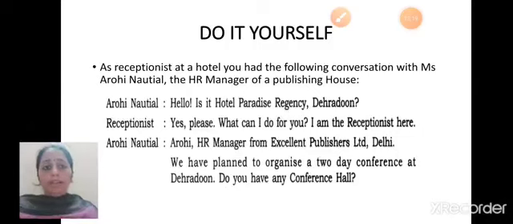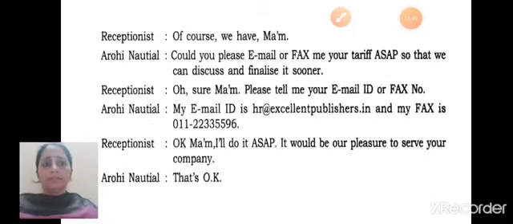Arohi, hello, is it Hotel Paradise Regency, Dehradun? Receptionist, yes please. What can I do for you? I am the receptionist here. Arohi, HR manager from Excellent Publisher Limited, Delhi. We have planned to organize a 2-day conference at Dehradun. Do you have any conference hall? Receptionist, of course we have, madam.